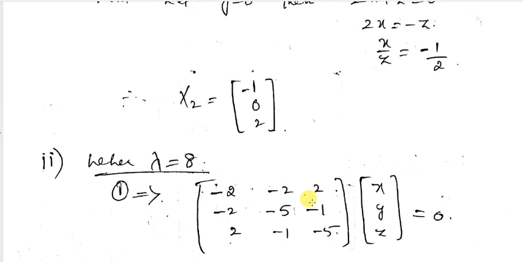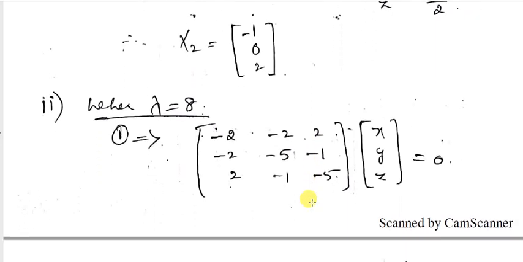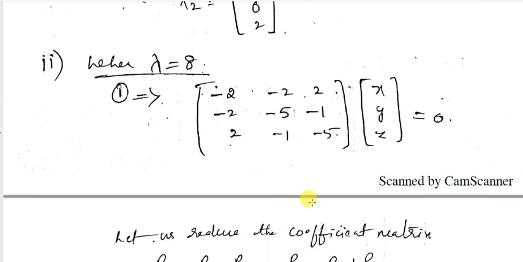Next let us get the eigenvector corresponding to lambda is equal to 8. Put lambda is equal to 8 in the matrix equation 1, which reduces to the matrix minus 2 minus 2 2, minus 2 minus 5 minus 1, 2 minus 1 minus 5, times x y z is equal to 0.